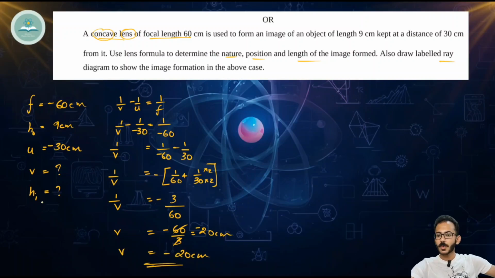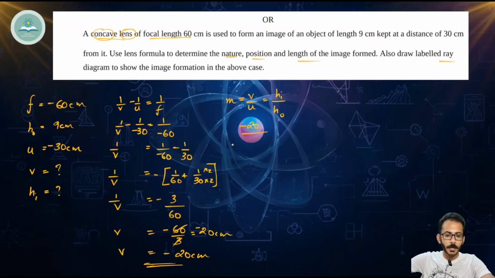Now we have to find out the height of the image. As we did earlier, we have the relation magnification is equal to, here it is lens formula, so already minus is there. So it is v by u is equal to height of the image divided by height of the object. We'll substitute the values here. v is minus 20 divided by u is minus 30, that is equal to height of the image, which we are going to find, divided by height of the object, 9. Here minus, minus got cancelled.